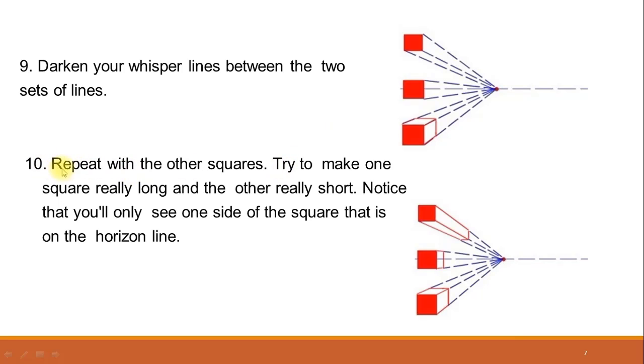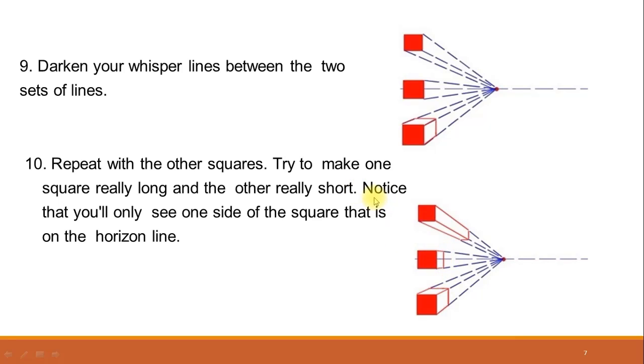And at step number 10, repeat with the other square. Repeat with the other square means draw a line to touch these two orthogonal lines and also these two orthogonal lines. Similarly, to touch these orthogonal lines. Try to make one square really long, and the other really short.